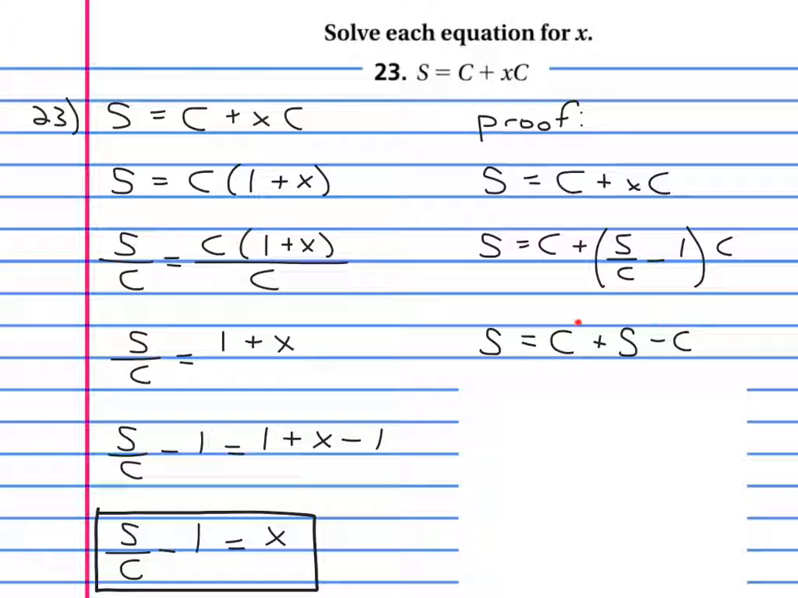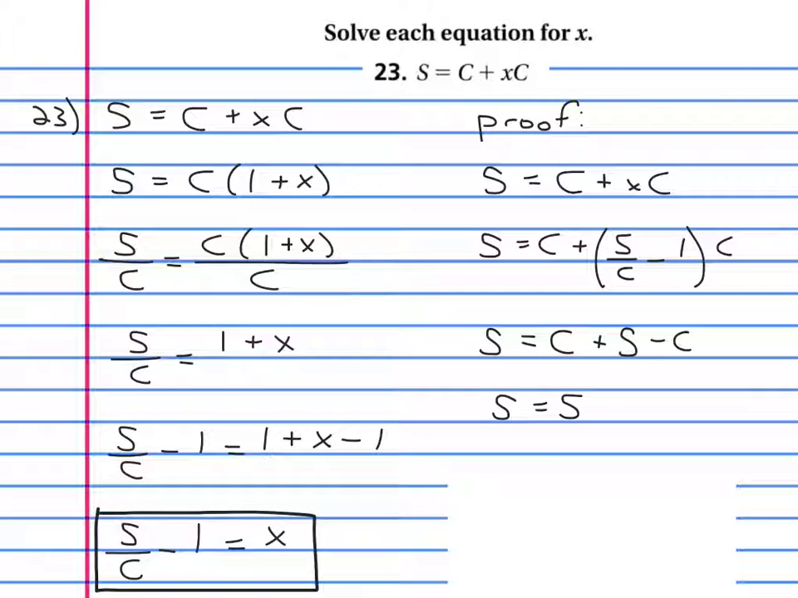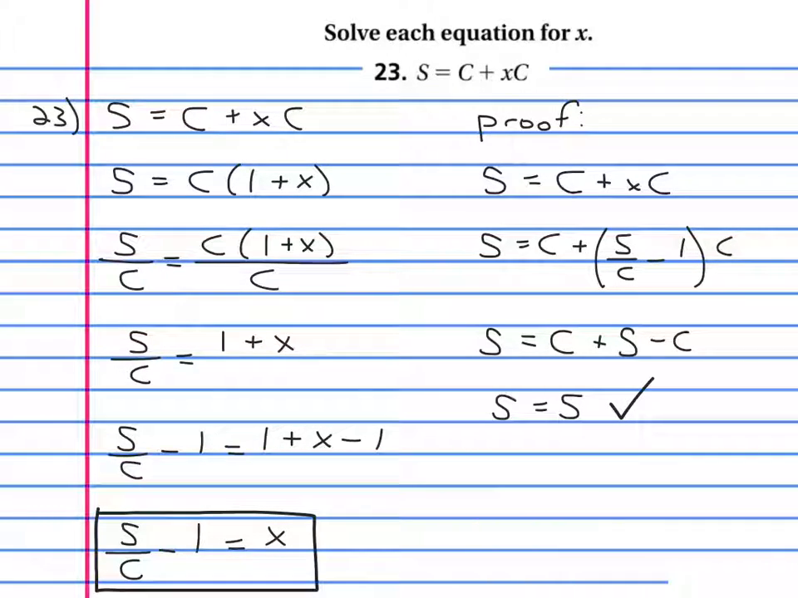And then what do we do here? We're going to combine the c and the negative c, and it will just equal s equals s. That's what we're looking for whenever we do a proof, the same thing on both sides, so I'm going to give it a check. Okay? So that is your answer for number 23.